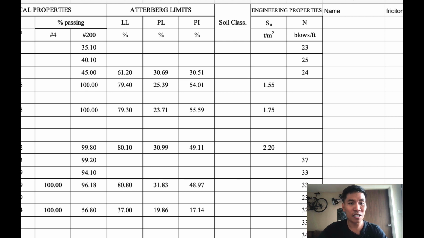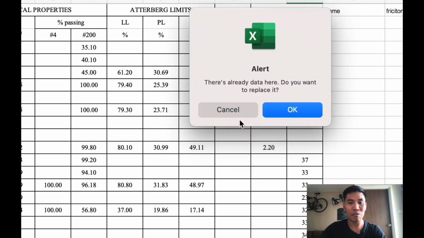After 15 meters, they change the way to collect the sample back to SS. If you use SS, you will have the N value, which is SPT, blows per foot. Is that clear so far?